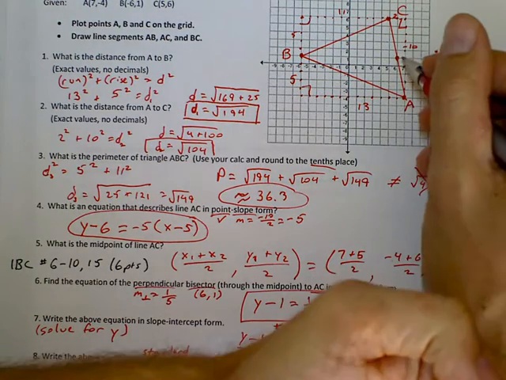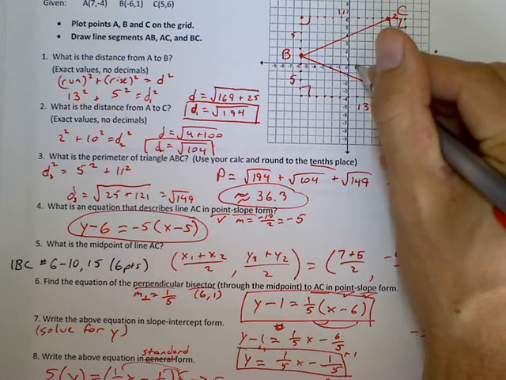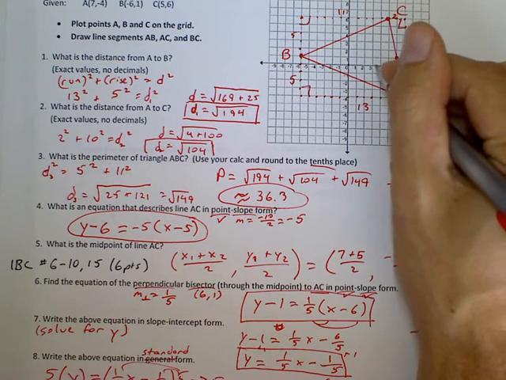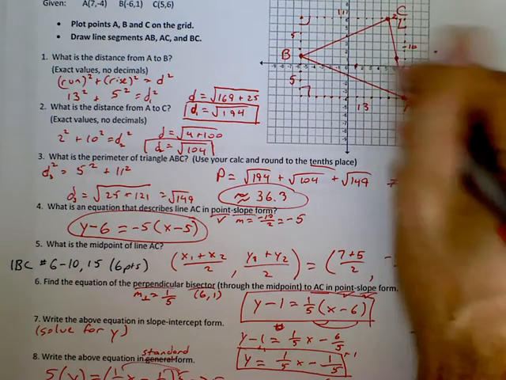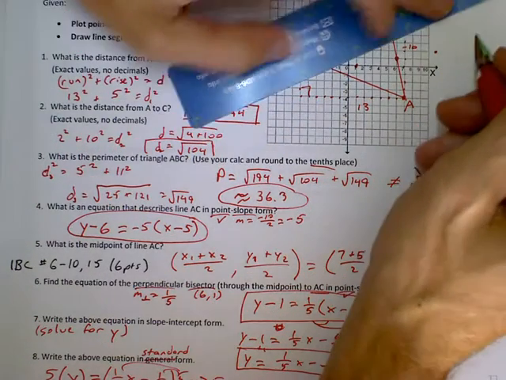Now I could do the opposite of that too. I could also go down 1 and backwards 5. So what if I did that? Down 1 and back 5. That gives me another point in the same line. Now I want to connect those points.